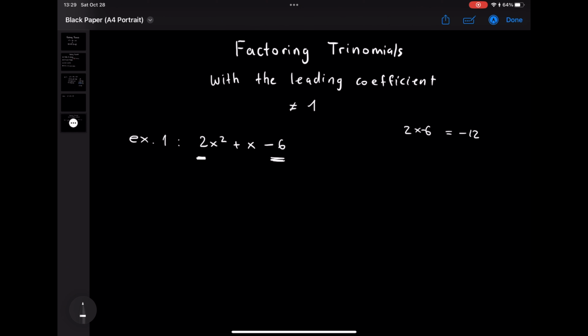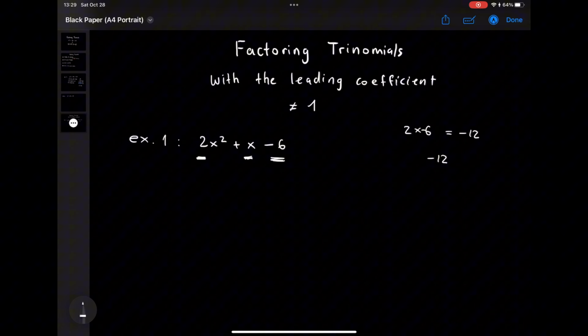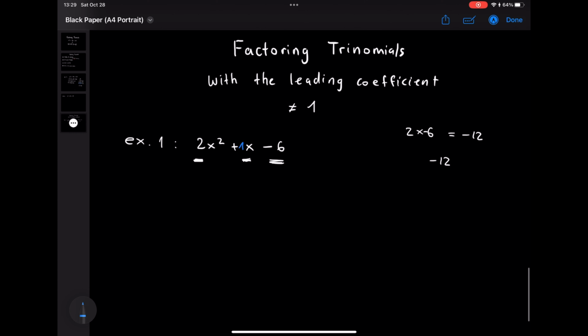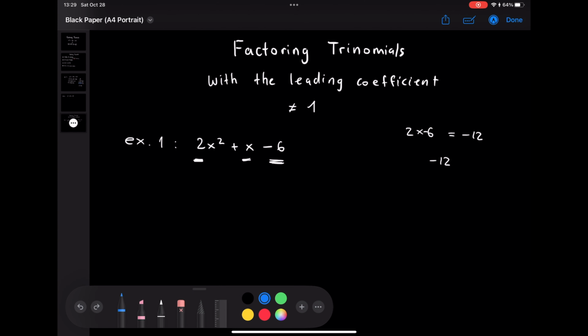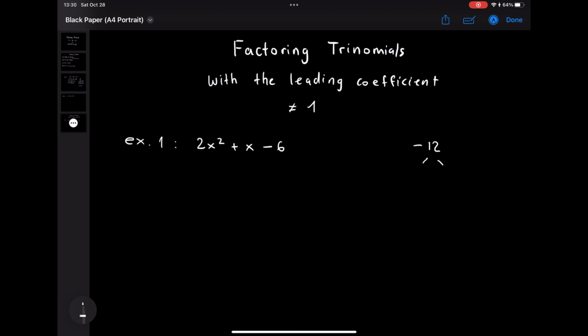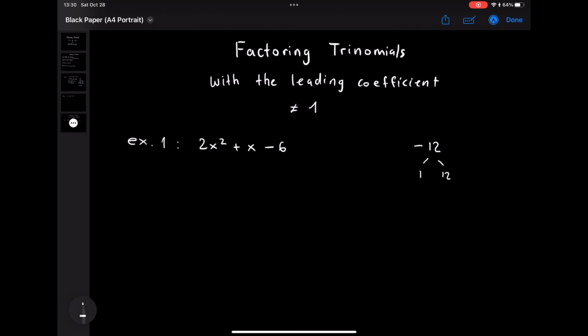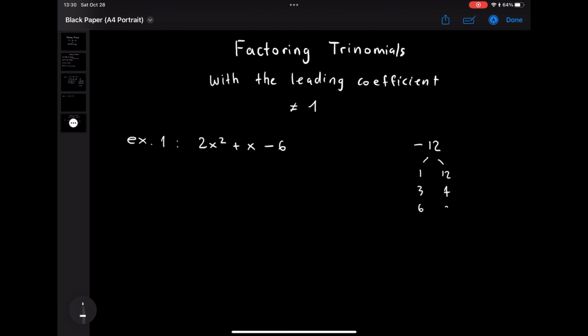And now we have to look, like just before, at which two numbers multiply to make -12, but add to make, if you think about it, just 1. So let's try it. Here, on the right, we're going to do the same thing. 1 and 12, 3 and 4, 6 and 2. And we actually didn't really have to go further than 3 and 4, because that's exactly what we need.